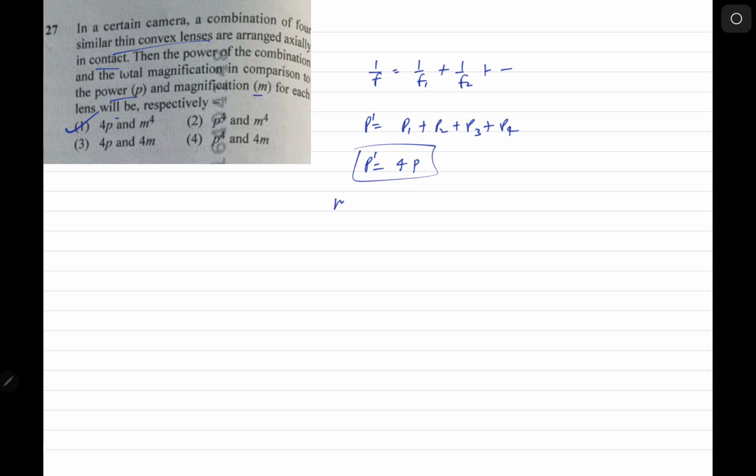Now magnification: the total angular magnification is m1 into m2 into m3 into m4. So what is that? M to power 4. So that is the magnification formula. This is the formula we use when we need to find the net magnification due to a combination of lenses, 2 lenses, 3 lenses. Normally we use this in optical instruments. So this is the net magnification, and this is the power. So option 1 is the correct one. So hope you understood. Let's move to the next question.